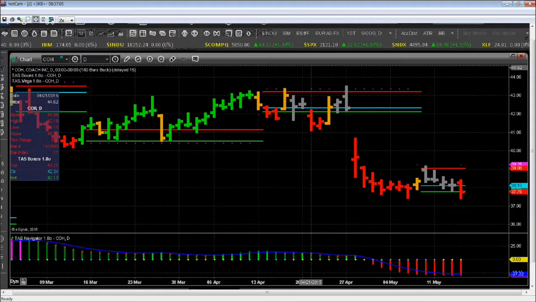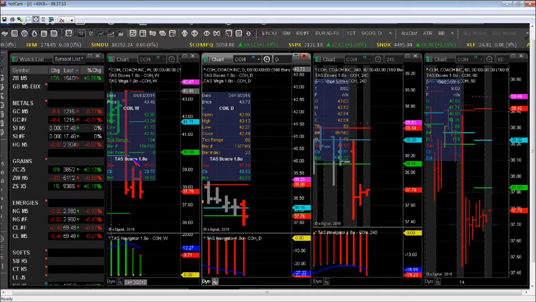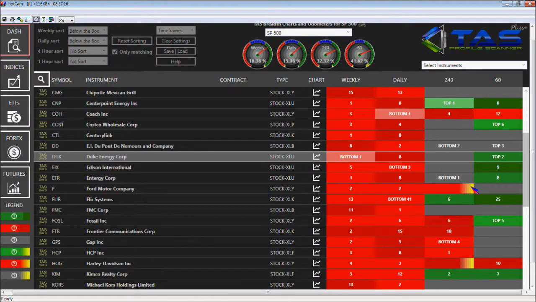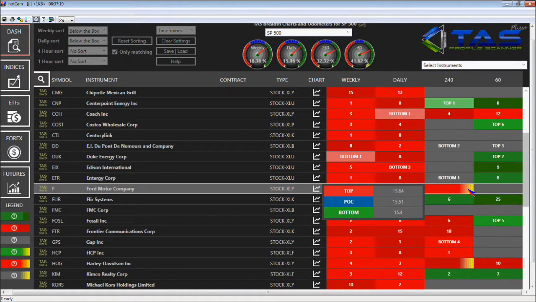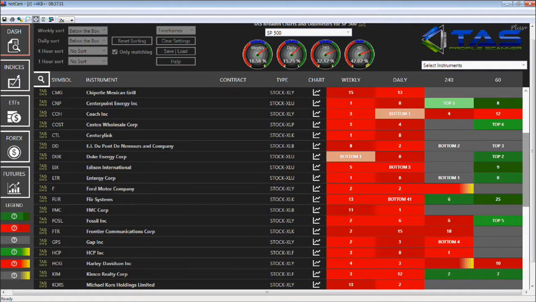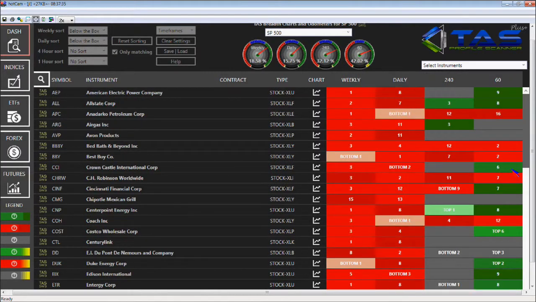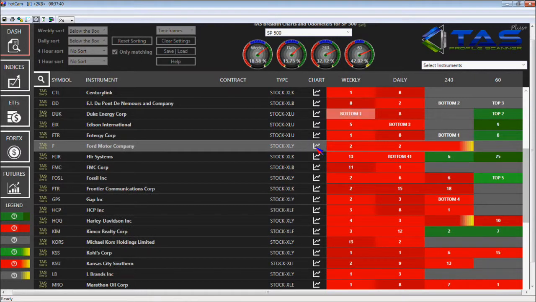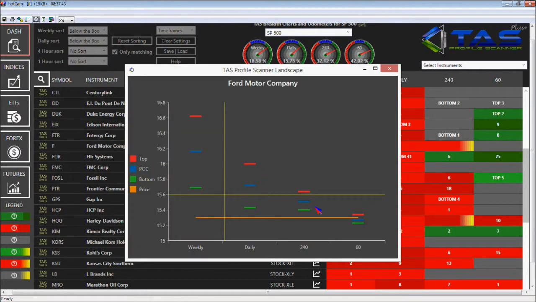Let's go back to the scanner and let it keep running the show here. Ford Motor Company, all right? So this is interesting. We've got a yellow shade popping up on the right side there, and this means that we've got a new 240 profile attempting to appear, and that's within the current profile. So this doesn't mean too much. When it means quite a bit, let me wait for this. We don't have any here right now. Let me go back to Ford Motor Company. So as you can see, this is weekly, daily, 240, 60.